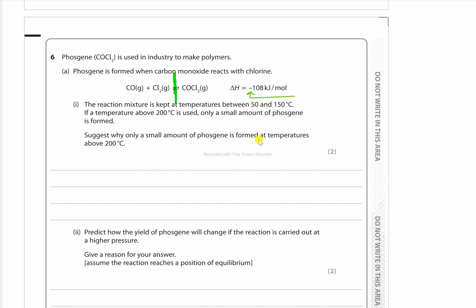Negative delta H tells you that this is exothermic. If this side is exothermic, this is hot, and this will therefore be cold. Then we look at, you've got 2 moles here and 1 here. So this is the high pressure side, and this is the low pressure side. The reaction mixture is kept at temperatures between 50 and 150. If a temperature above 200 is used, only a small amount of phosgene is formed.